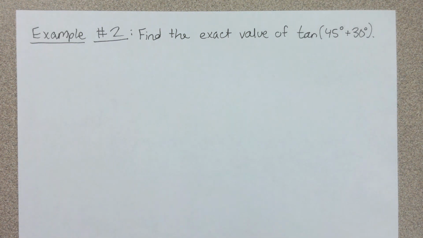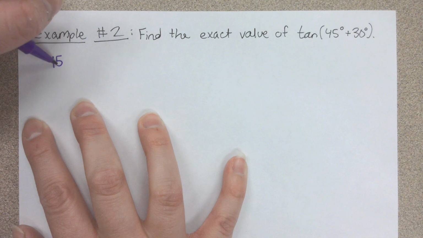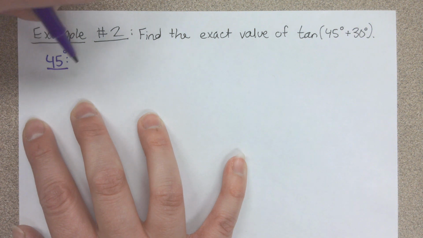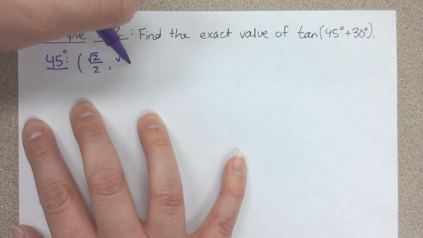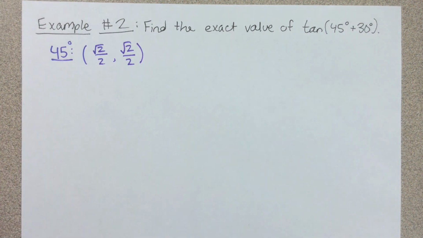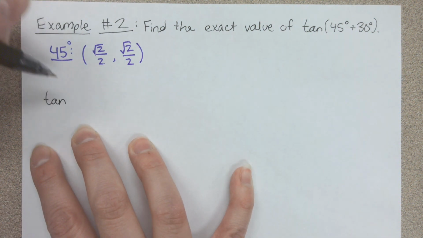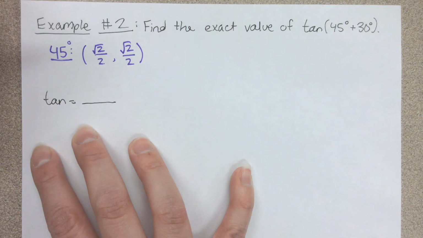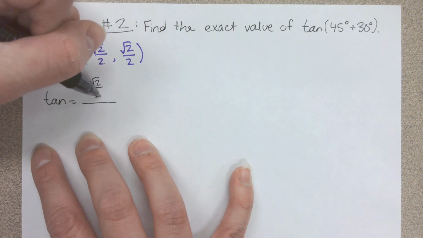Just like the previous problem, I'm going to find the tangents first, do that work ahead of time. 45 degrees. That's the point square root 2 over 2, square root 2 over 2 on the circle. You're going to find that you're like the 45s and any variation of them. Those are the nice tangent values. Tangent equals, they're the same number, top and bottom. So if you haven't already gathered, this is going to be 1.